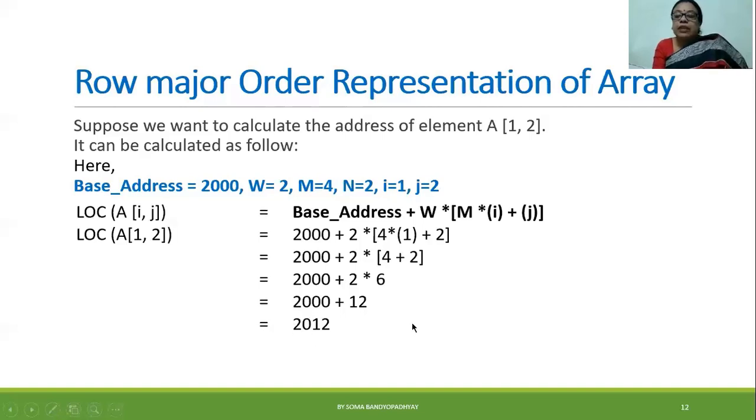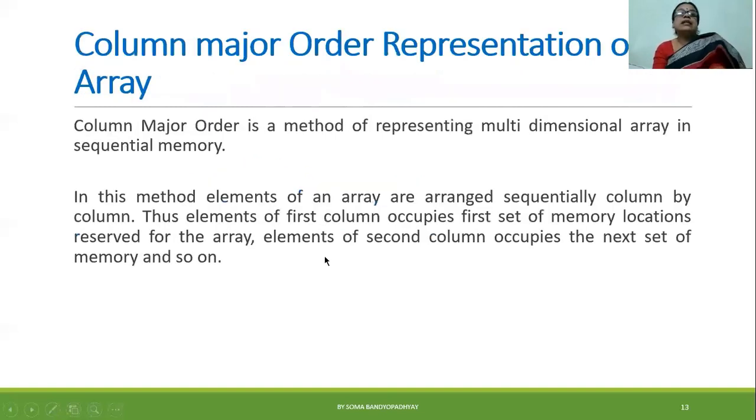Now, if we consider the column major order representation of an array, column major order is a method of representing a multi-dimensional array in sequential memory. In this method, elements of an array are arranged sequentially column by column.